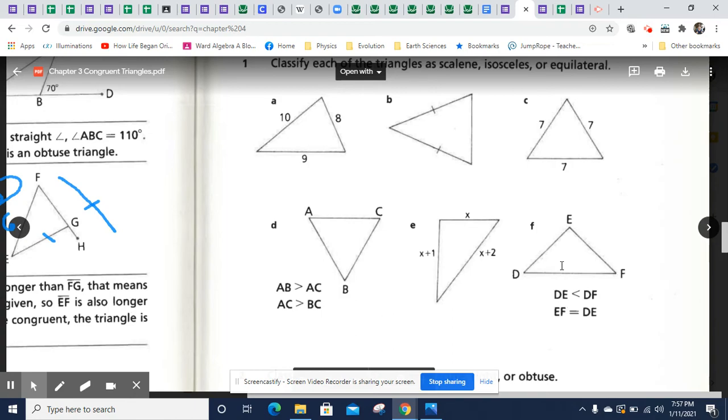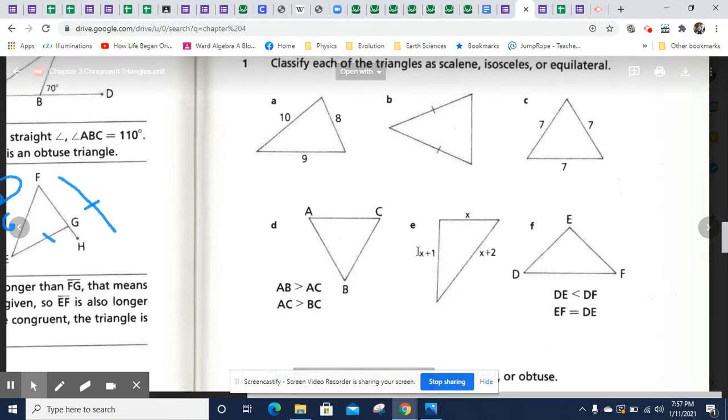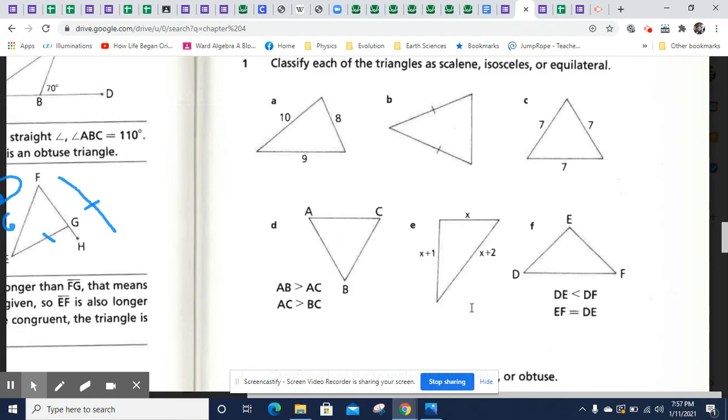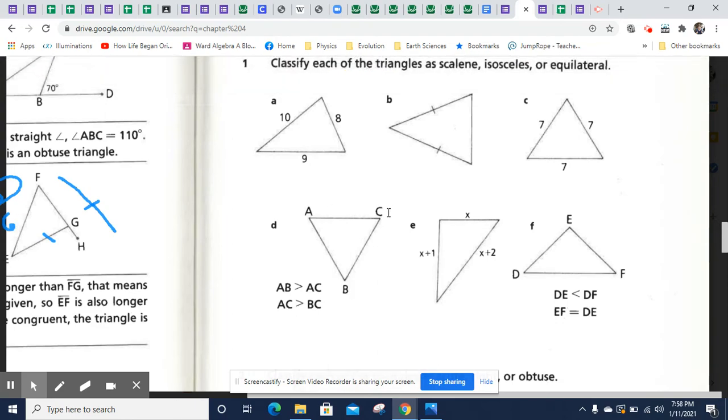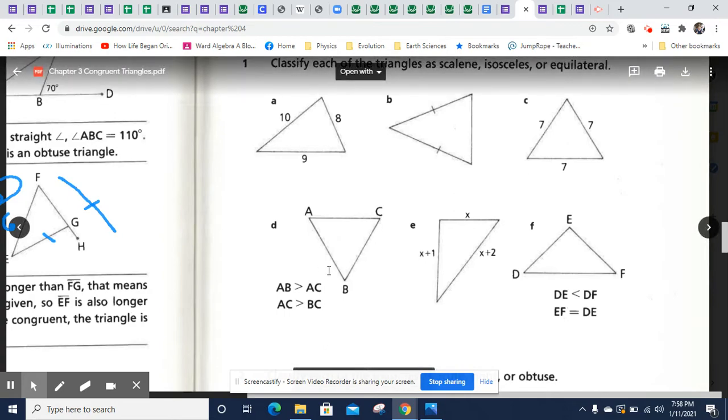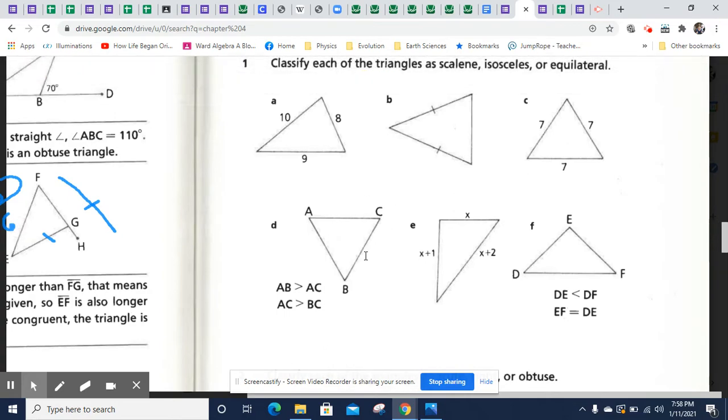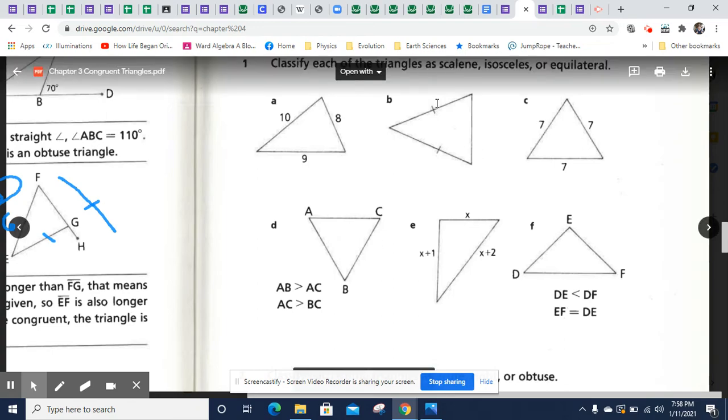Okay, so we know EF here is congruent to DE, and we know DE is less than DF. Okay, so this one is different from these two, but these two are the same. This is x plus 1, and x plus 2. These are all different lengths, so you've got to figure out what that means. We know AB is bigger than AC, and AC is bigger than BC. So this one's bigger than this, which is bigger than this. So they're all different. All the same sides, 2 tick marks, meaning they're the same. And these are all different side lengths.